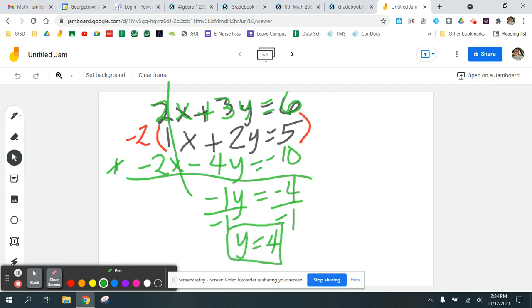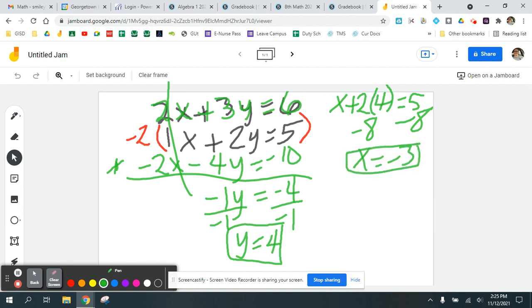I could go back in and plug this into any of these in order to get what my x is. I'm going to do it with the gray one here in the middle. So x plus 2 times 4 equals 5. I would have that as 8, so I would minus 8 from both sides. x equals negative 3. So same process as yesterday, but now we have to multiply one equation or both equations to make it happen.